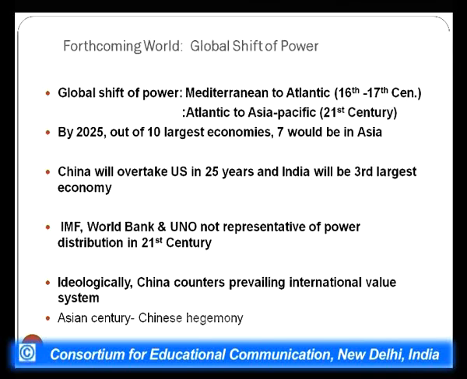The IMF, World Bank and United Nations do not represent the political distribution of power in the 21st century. So there is a gradual demand from these countries that these institutions should be reformed, and there should be a greater share for countries like India, Brazil, Nigeria and other countries which are not being represented in these institutions. And ideologically, China counters the prevailing international value system, the liberal model of democracy and the liberal understanding of rights. So these are the questions being challenged by China. China represents a completely different kind of value system. And since China is going to play an economically and militarily very important role in the international system, that is going to define the 21st century that we are going to witness in the next 2 or 3 decades.